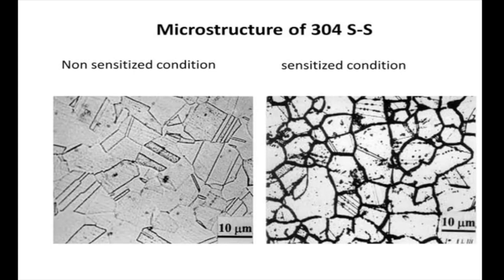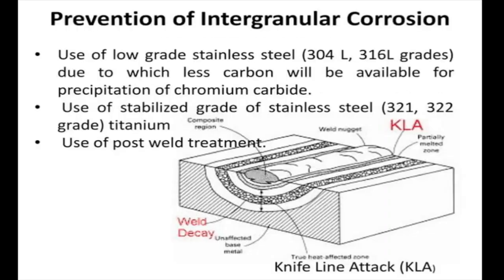So over there, the sensitization also takes place in the presence of the chromium atom. On the left hand side you can see the non-sensitized condition, and on the right hand side you can see the sensitized condition. The scale is also mentioned, that is 10 micrometer or 10 micron. So this is how the phenomenon of sensitization takes place.